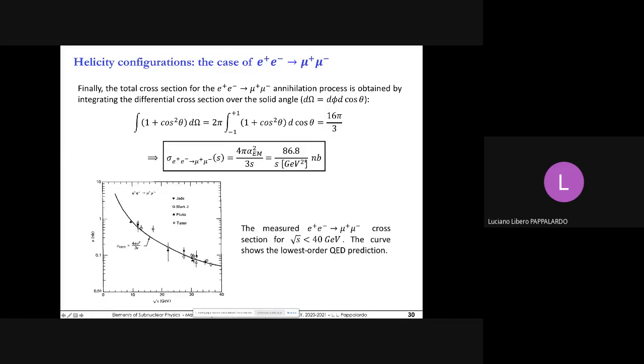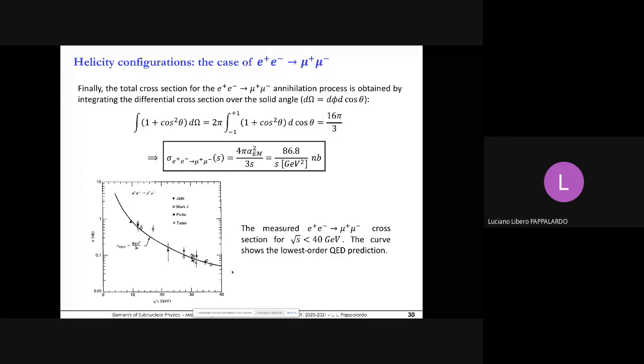Let's compare again this with experimental data. So now this is the total cross-section in nanobarn, again for this process here, e plus e minus into mu plus mu minus. And the curve that you see here is indeed given by this quantity here, so our total cross-section as a function of s. This is reported as a function of square root of s. And you see that the data, now coming from different experiments, are in very good agreement with our prediction based on a first-order QED calculation.